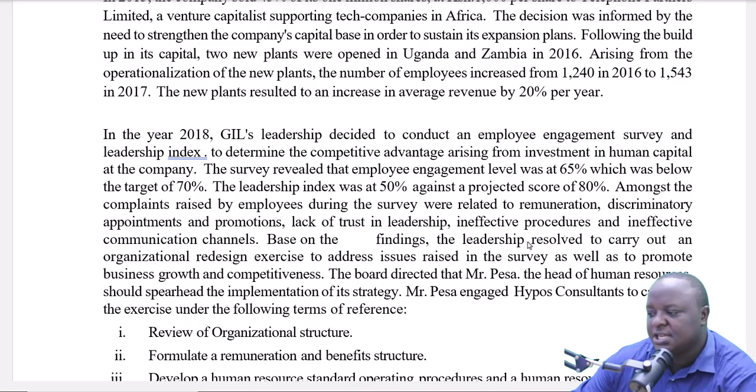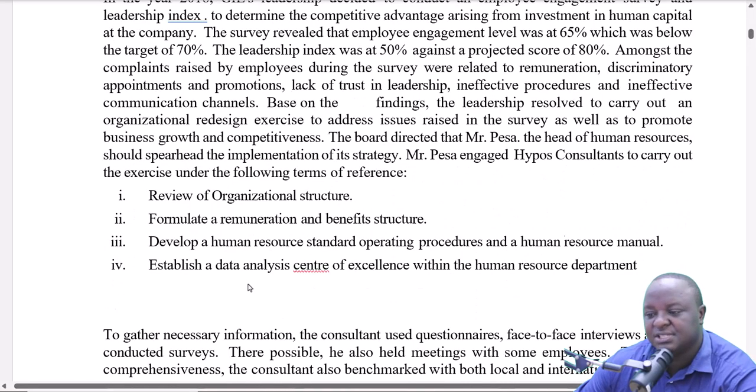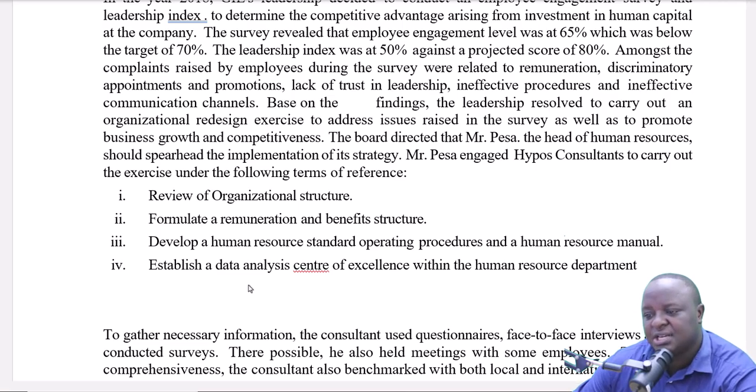Based on the findings, the leadership resolved to carry out an organizational redesign exercise to address issues raised in the survey, as well as to promote business growth and competitiveness. The board directed that Mr. Pesa, the head of human resource, should spearhead the implementation of its strategy. Mr. Pesa engaged Hypos consultants to carry out the exercise under the following terms of reference: review the organizational structure, formulate a remuneration and benefit structure, develop human resource standard operating procedures and a human resource manual, and establish a data analysis center of excellence within the human resource department.